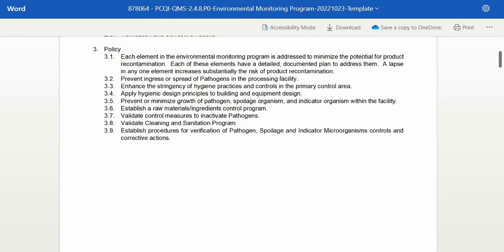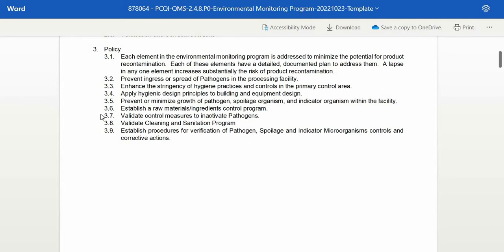Second, prevent ingress or spread of pathogens in the processing facility. Third, enhance the stringency of hygiene practices and controls in the primary control area. Fourth, apply hygienic design principles to building and equipment design. Fifth, prevent or minimize growth of pathogen, spoilage organism, and indicator organism within the facility. Sixth, establish a raw materials or ingredients control program.